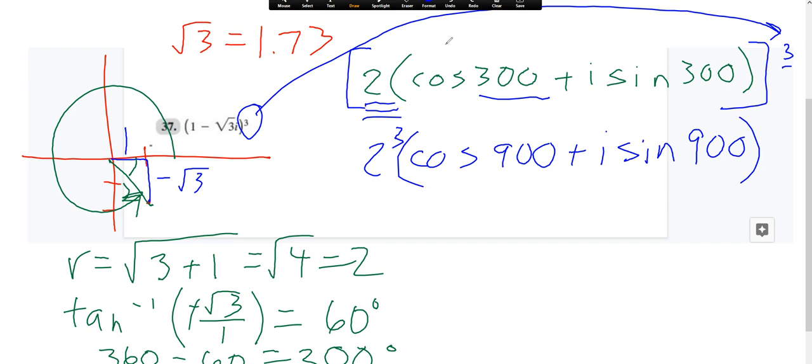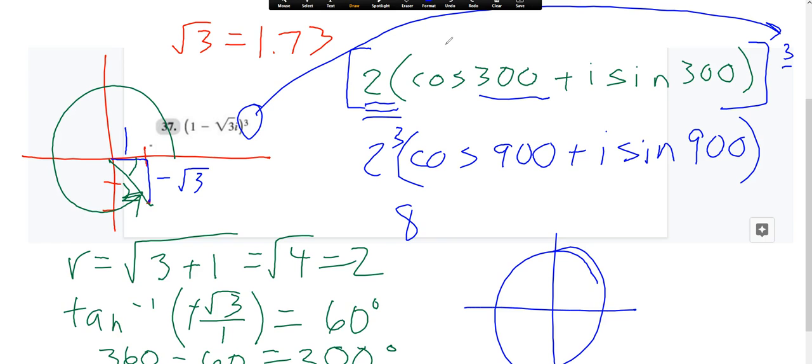These marshmallows are going to be fried. So 2 to the third, we got an 8. Cosine 900, where's 900 on this thing? Well, okay, 2 trips around the circle would be 720, right? So how much more is that? 900 take away 720?